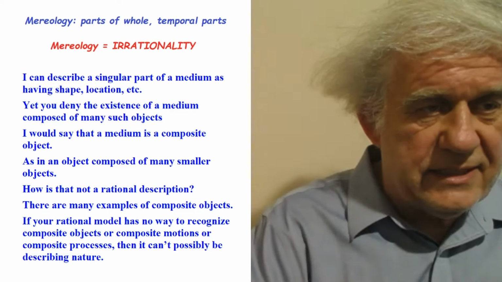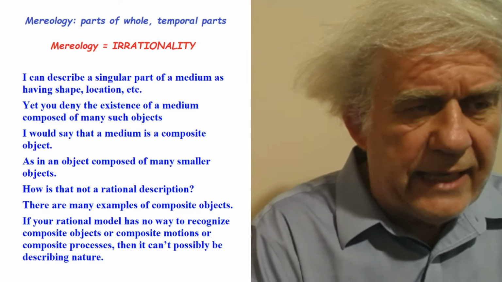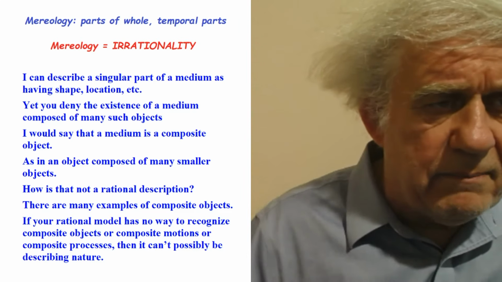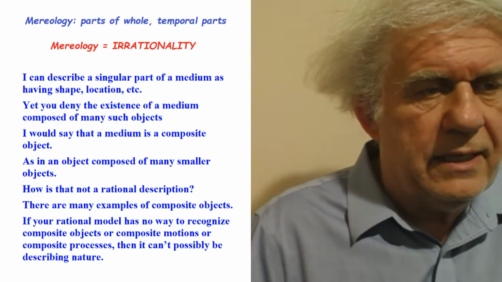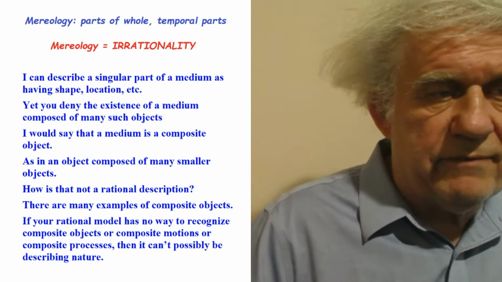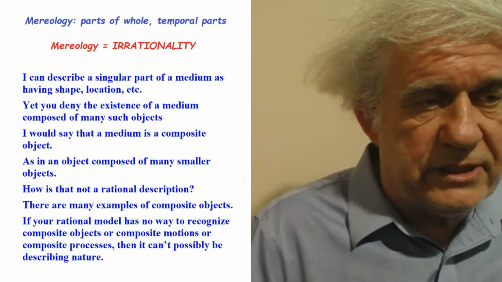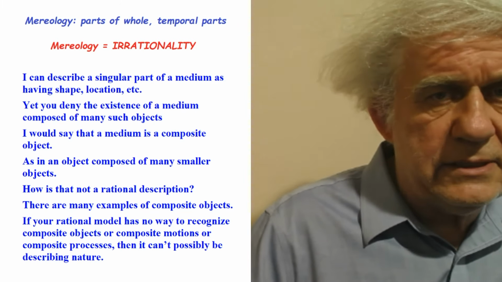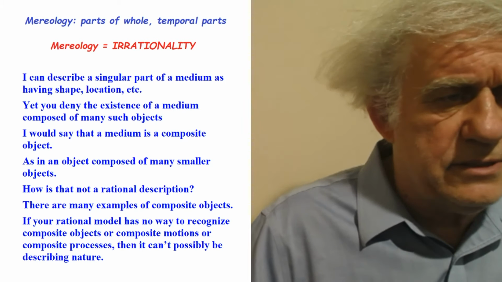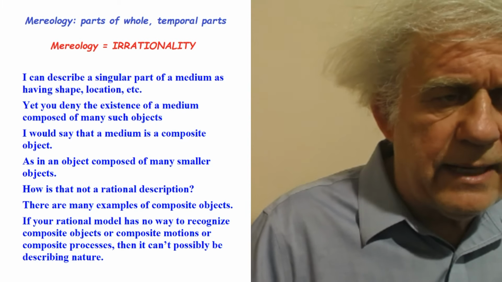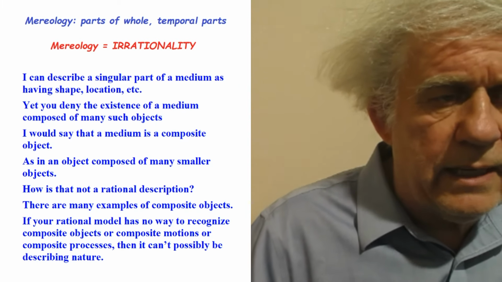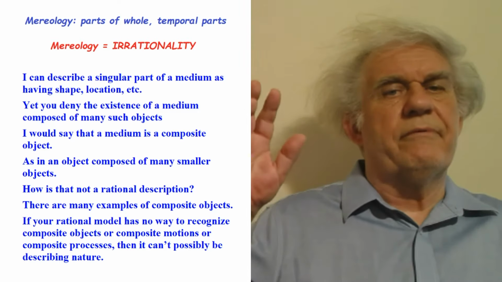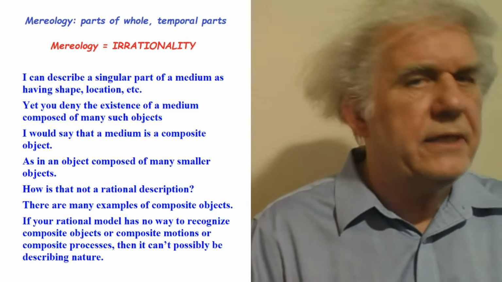And this fellow has this in the back of his mind, I guess, and he says, I can describe a singular part of a medium as having shape, location. Yet you deny the existence of a medium composed of many such objects. Okay? I don't deny that, the issue is something else, so I don't know where he got that. I would say that a medium is a composite object. That's where we have a problem. No, a medium is not a composite object.